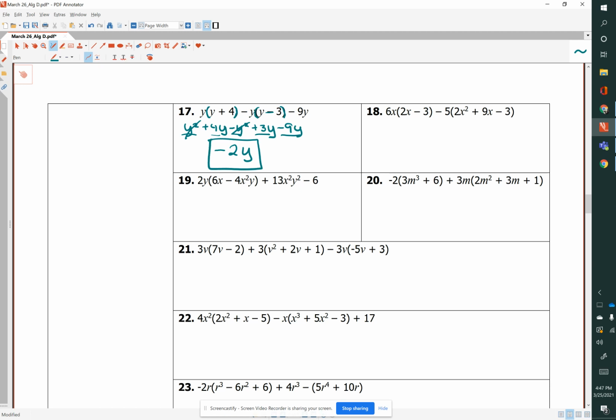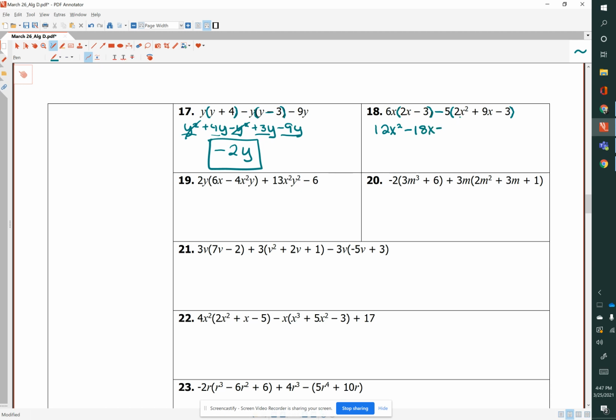So let's look at number 18. 6x times the quantity of 2x minus 3 minus 5 times the quantity of 2x squared plus 9x minus 3. So we have a trinomial. So first we'll start with the left side. 6x times 2x is 12x squared. 6x times negative 3 is negative 18x.